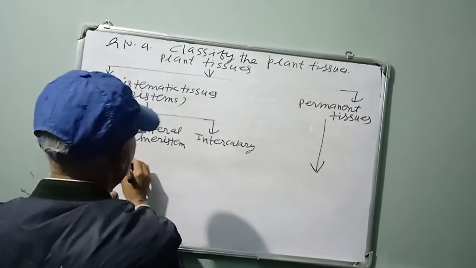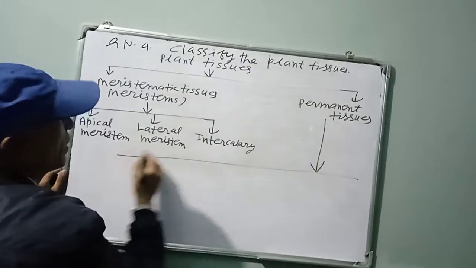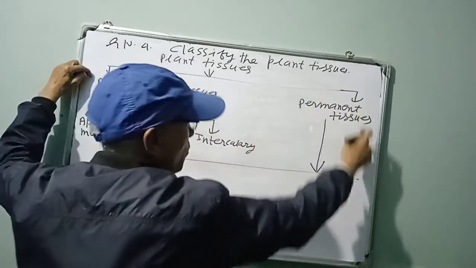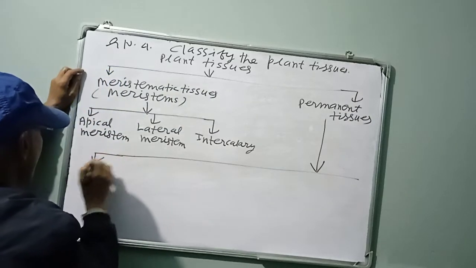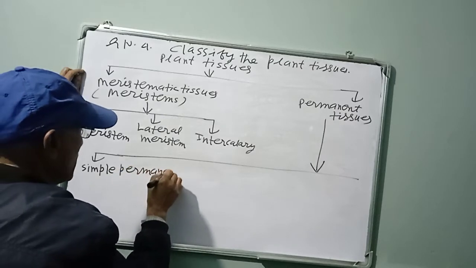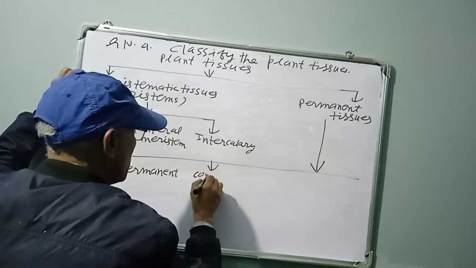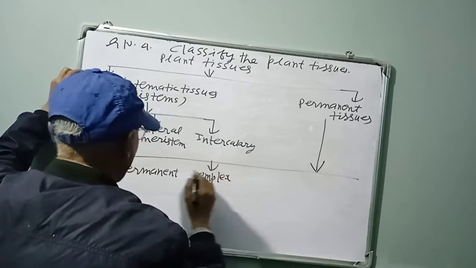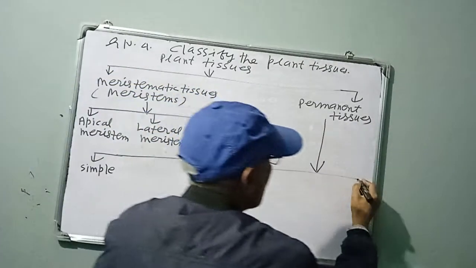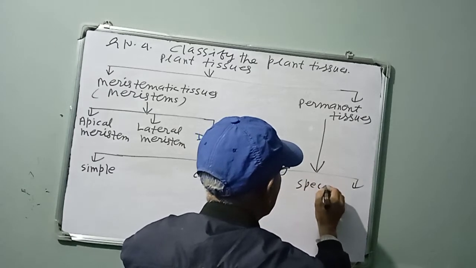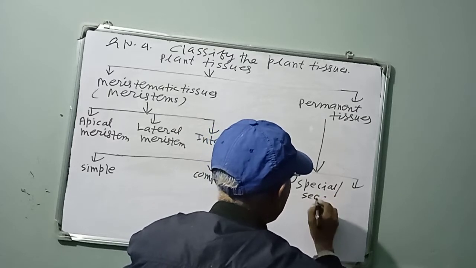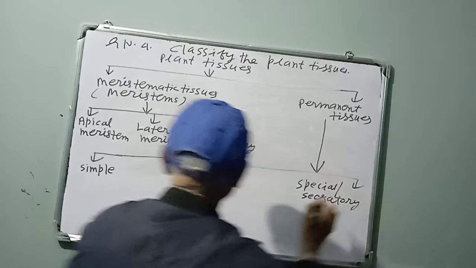Another, permanent tissue. Permanent tissues are mainly of three types. Look at this, straight after meristematic tissues: apical, lateral, intercalary. Permanent tissues mainly three types. Simple permanent, complex permanent, or special permanent. Saying permanent is not necessary because the word permanent is already written. Simple, complex, and special. Special, another name is secretory. Secretory means with secrets.